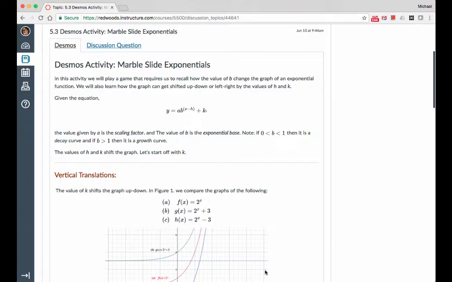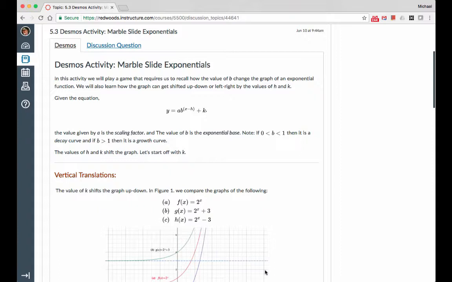Greetings. Welcome to the first of two videos on Desmos's activity Marble Slide Exponentials. In this activity, we'll play a game that requires us to recall how the value of b changes the graph of an exponential function. We will also learn how the graph can get shifted up or down, or left or right, by the values of h and k respectively.